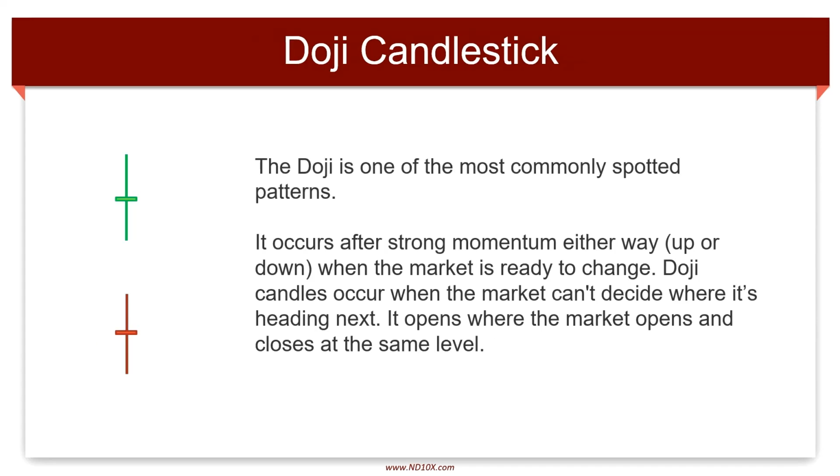Doji candlestick. The doji is one of the most commonly spotted patterns. It occurs after strong momentum, either way up or down, when the market is ready to change. Doji candles occur when the market can't decide where it's heading next. It opens where the market opens and closes at the same level. So what you're looking for in a doji candle is usually a candle where open and close are more or less at the same level. You can give a few pips, that's fine, but don't add more than, let's say, 2-3 points.